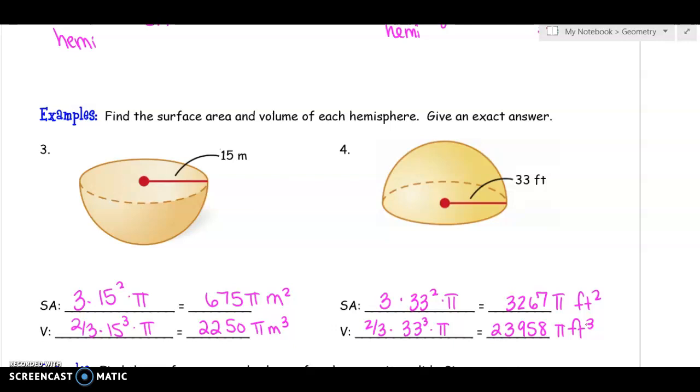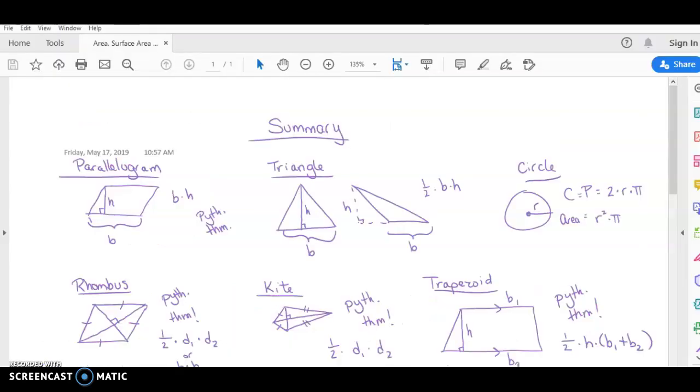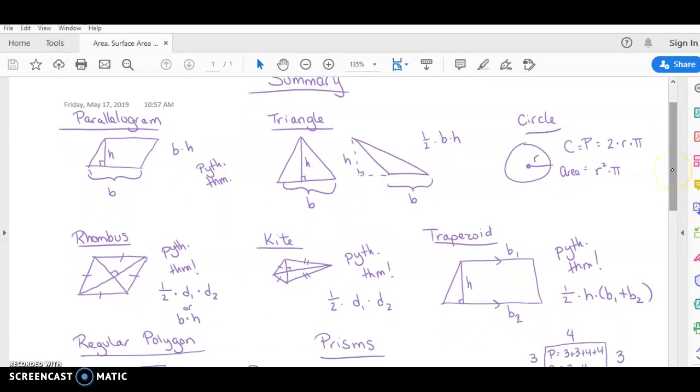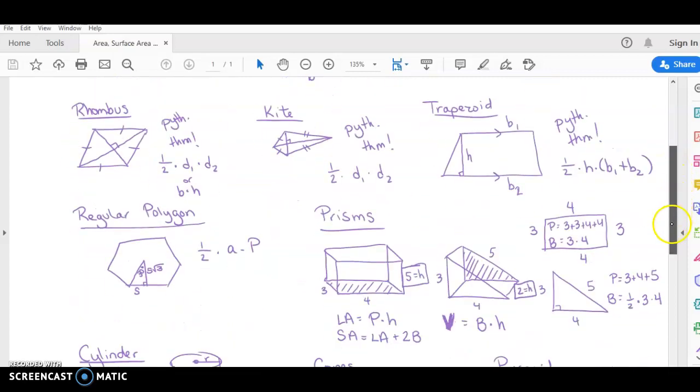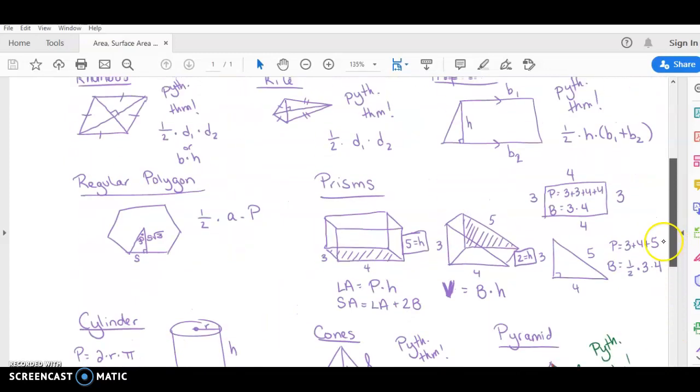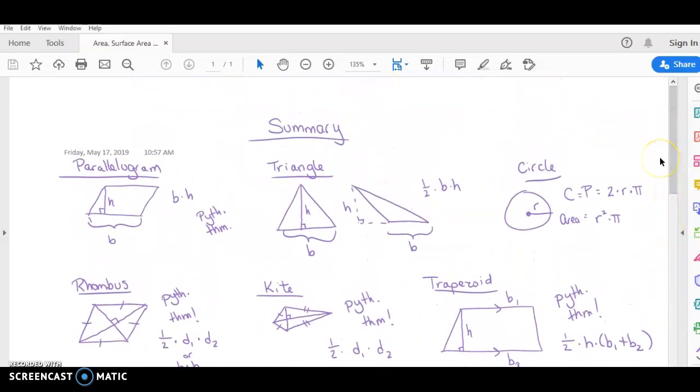I also wanted to review. This review sheet here is up on Canvas. So this will be a really good kind of summary of everything. At the beginning of this unit, you had area, all right, and then we had surface area and volume. So I kind of wanted to go through everything because you have a test coming up soon.